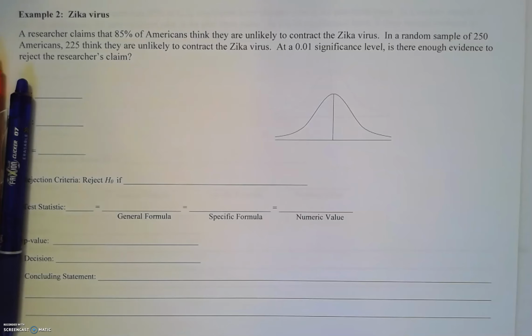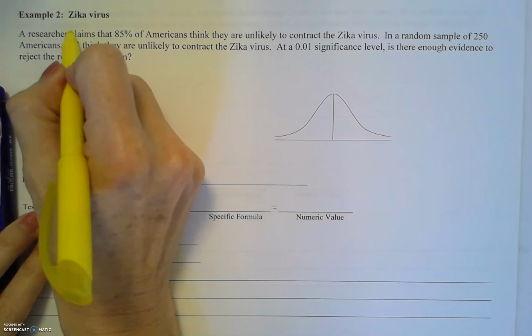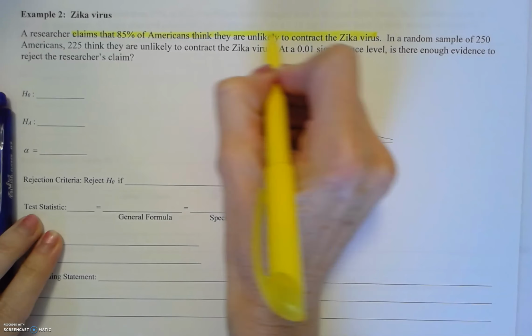It says in a random sample of 250 Americans, 225 think they are unlikely to contract the Zika virus. At a 0.01 significance level, is there enough evidence to reject the researcher's claim? So the first thing I'm going to do is find what the claim is. The researcher claims that 85% of Americans think they're unlikely to contract the Zika virus.